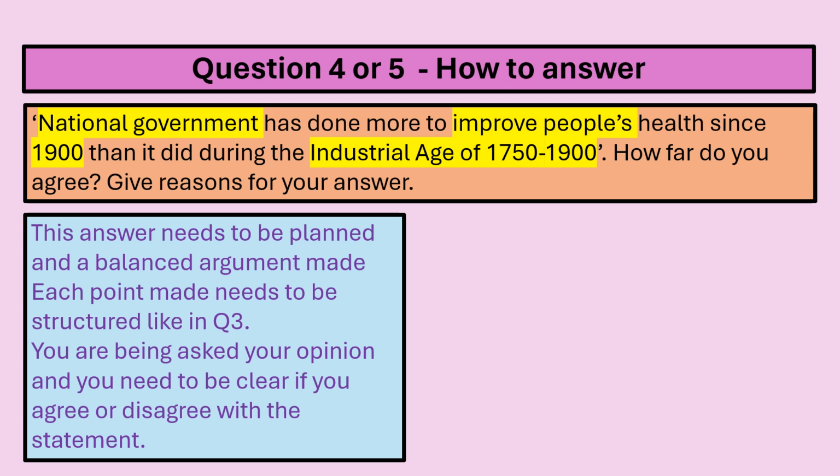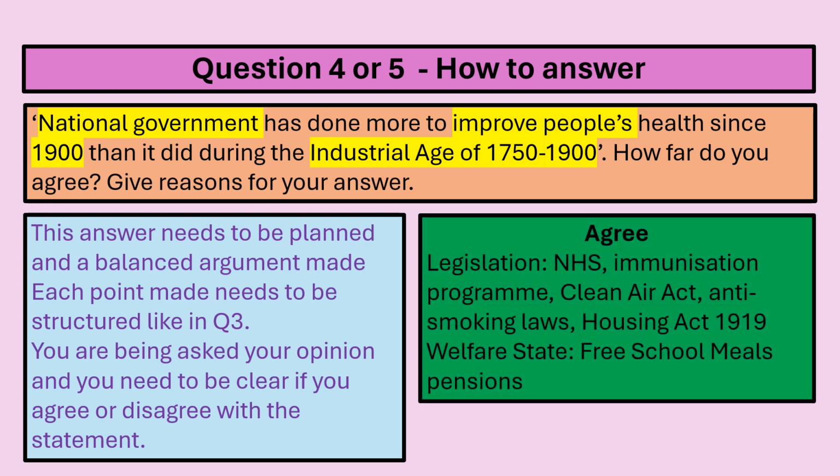The answer to this question, you could agree that the national government did more to improve people's lives because it passed legislation and laws. It introduced the NHS, passed an immunisation programme, a Clean Air Act, introduced anti-smoking laws and housing acts in 1919. The government also introduced the welfare state, which included free school meals, old age pensions, unemployment benefits, all those things had a positive impact on people's lives. You would have to, in an answer, explain why they were positive improvements.